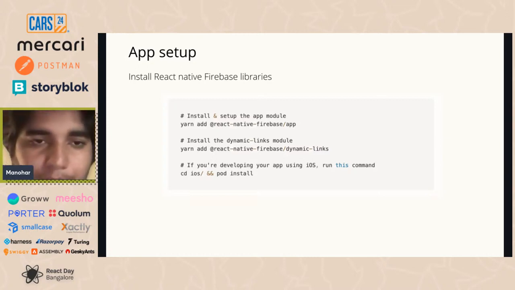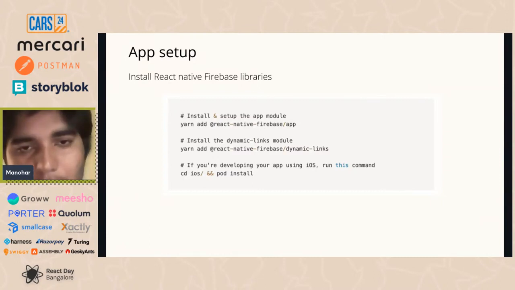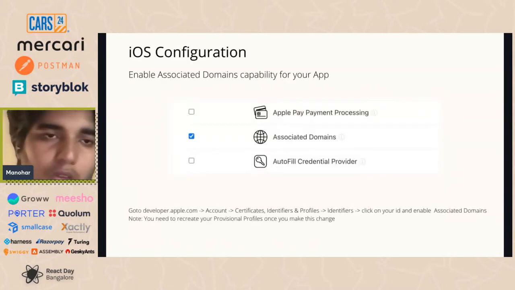Now the app setup. You can run these commands: yarn install Firebase and the dynamic links libraries. And then you have to do pod install, obviously. And now the iOS configuration. This is a long process.